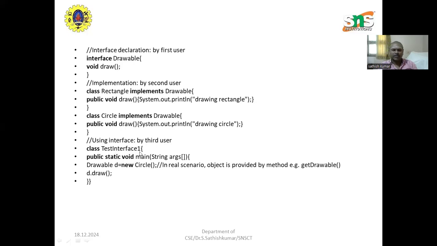So class TestInterface1, public static void main of String args, Drawable d equal to new Circle. In this scenario, the object is provided by a method, for example getDrawable. So Drawable d equal to new Circle, then d.draw. So the output will be drawing rectangle and drawing circle.